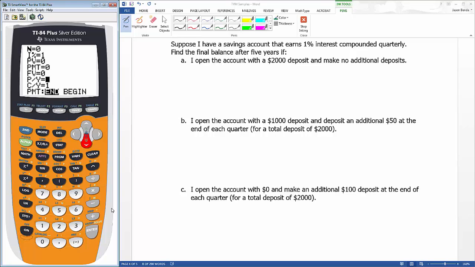P/Y, well, in part A, it says I make no additional deposits. In part B, it says I deposit an additional $50 each quarter, so that would be 4 times a year. And part C says, again, deposit each quarter. So we're going to have 4, and it is compounded quarterly, which is what we want.